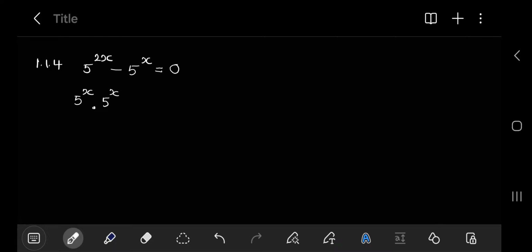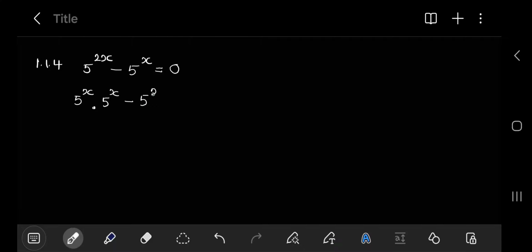Think of laws of exponents. When you are multiplying bases that are the same, you add the exponents. So if we had to work backwards here, if we keep the base and we add the exponents, x plus x gives you 2x, right? So this shows you that 5 to the power 2x can be rewritten as 5 to the power x times 5 to the power x.